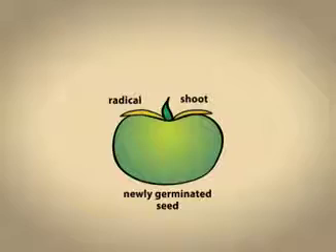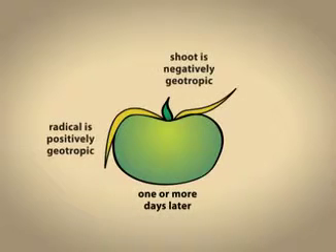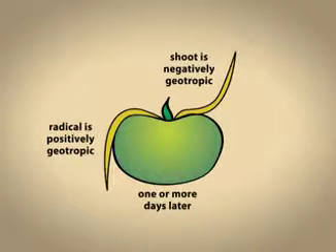Now let's have a closer look at geotropism. If you place a seedling on its side, the root will grow down in the direction of gravity. The root is therefore positively geotropic. The shoot will grow upwards in the opposite direction to gravity. The stem is therefore negatively geotropic.